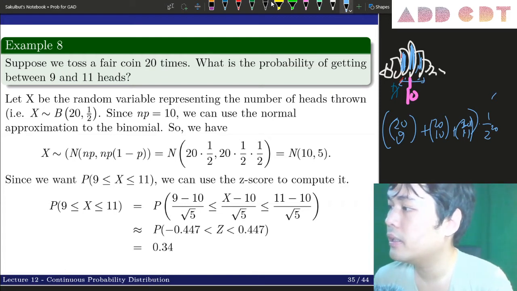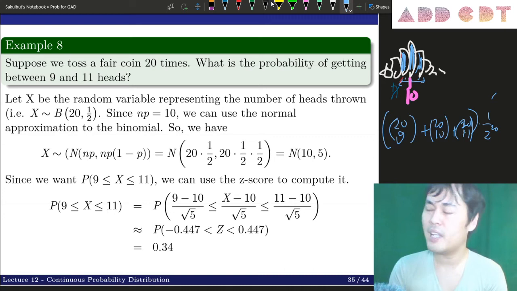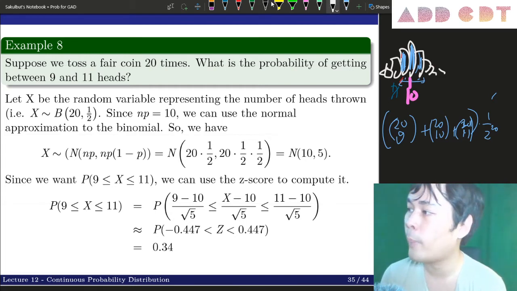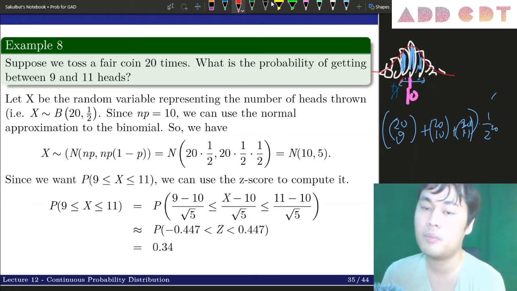But we can do that because we only have 3. What if we have 100, 10,000? We can't do that, right? But nevertheless, we can approximate using the random variable. So first we have to transform that. We have to construct a curve that can approximate.